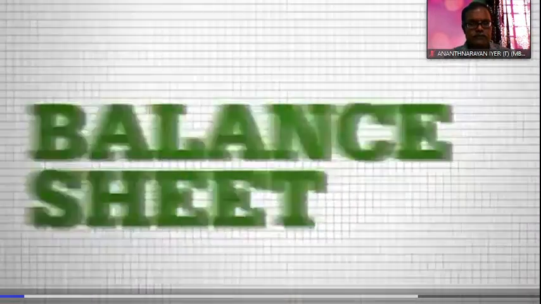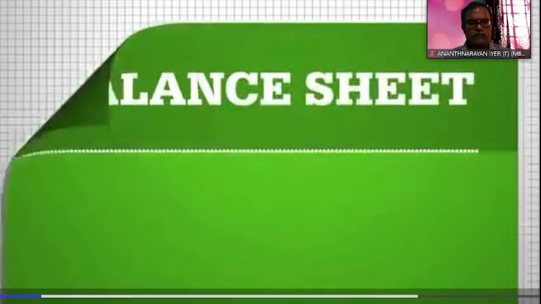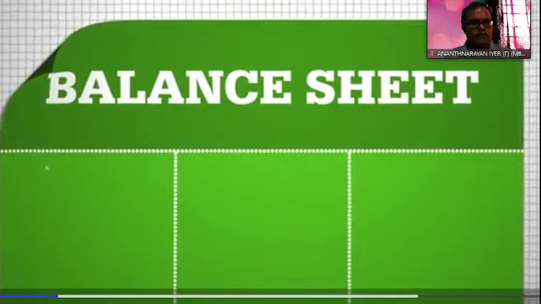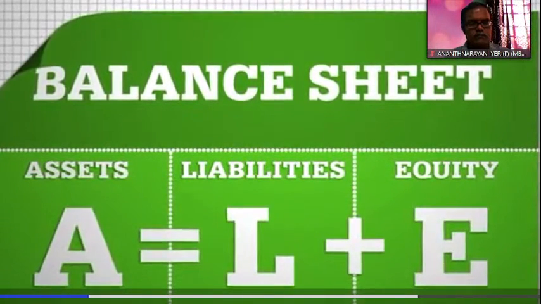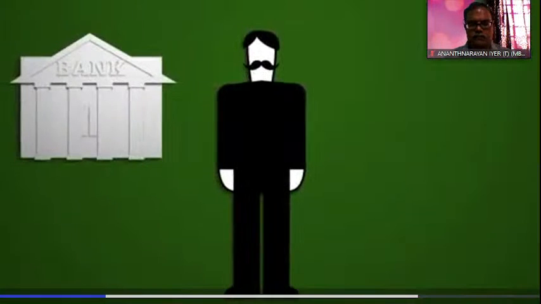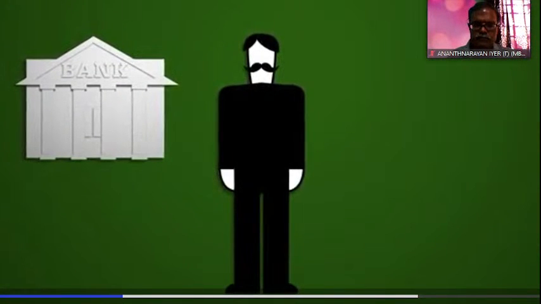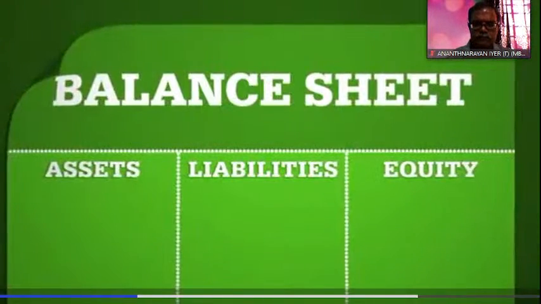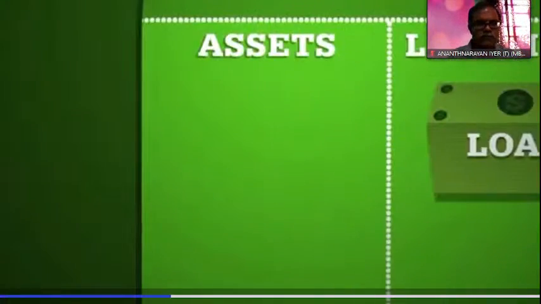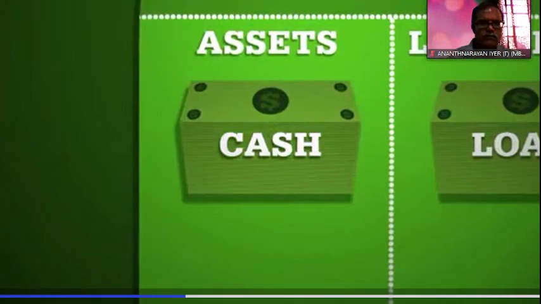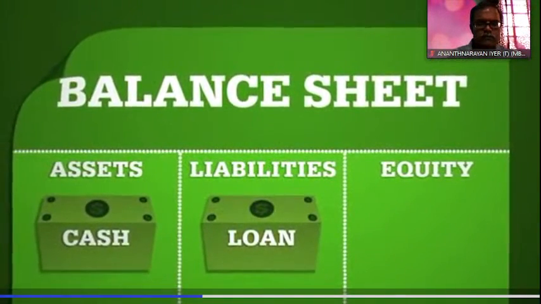A balance sheet is a statement of net worth. It's broken up into three sections: assets, liabilities, and equity. A equals L plus E. Meet Joe. Joe goes to the bank and gets a small business loan. The bank gives him cash. On the balance sheet, his liabilities increase by the size of the loan and his assets increase by the same amount. The balance sheet remains in balance.